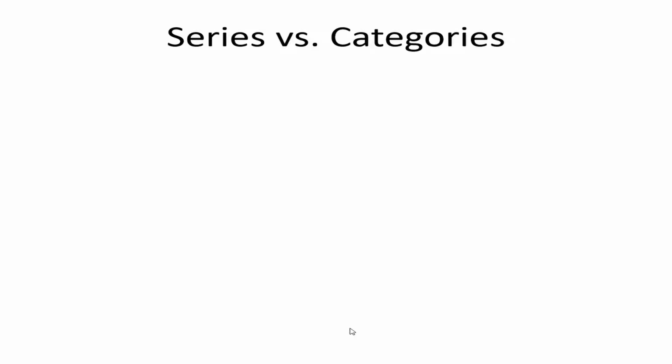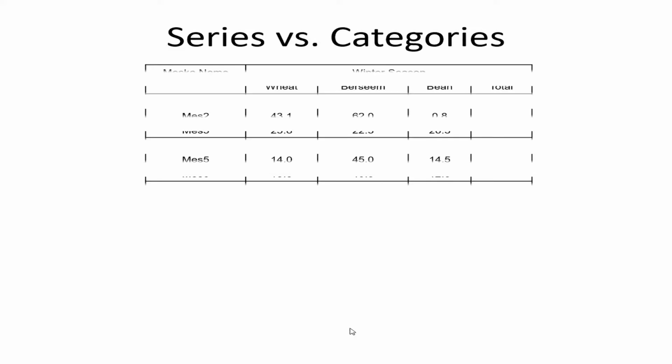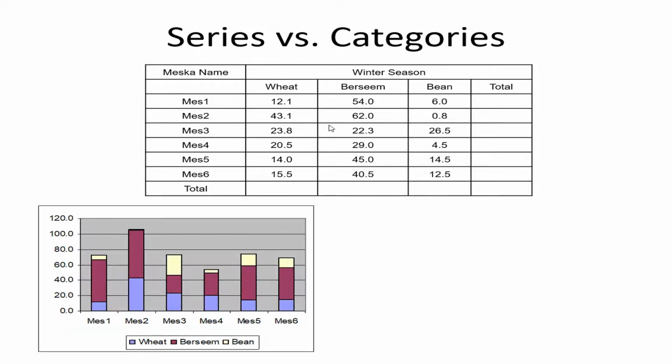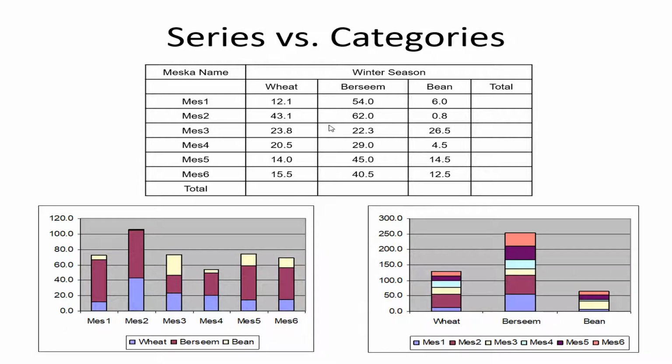Another idea is to ask yourselves, where are the series and where are the categories? This is a simple example of some irrigation mesqas, and each mesqa irrigates wheat, berseem, and beans in feddans, and I like to present this data graphically. I have two options, as in the previous example, one to the left and one to the right. And in both cases it is a stacked column, but every graph sends a different message.